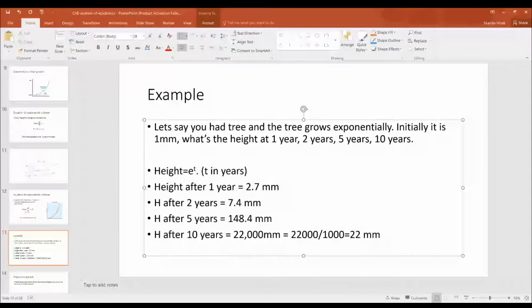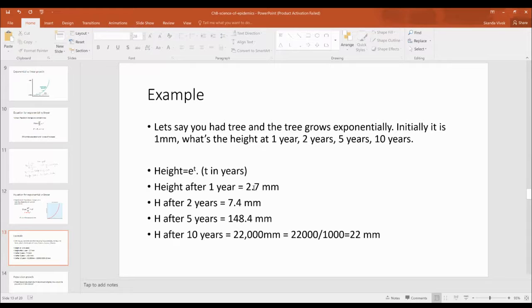The interesting thing is you see how after 1 and 2 years, you might not even notice the tree. You might have just stepped on it and killed it. But until 5 years, it's just like a cup, and then between 5 and 10, it's a huge increase. And that's not because suddenly something has changed. It's just because that's how it works with the exponential.